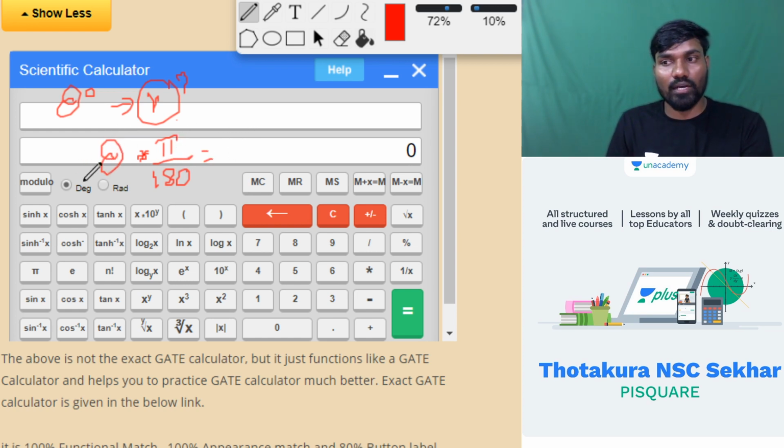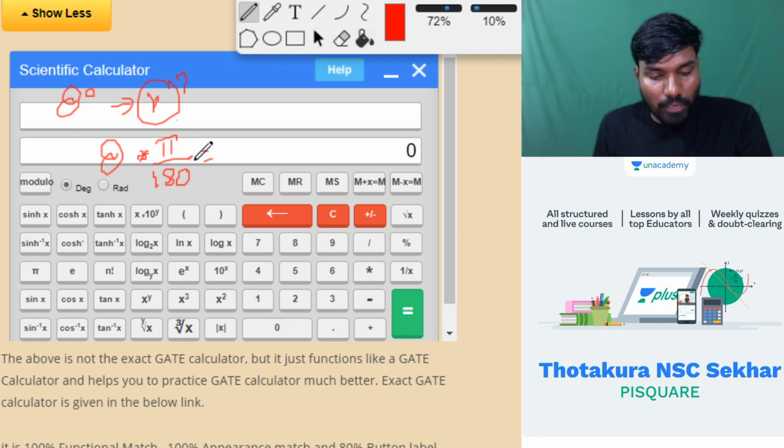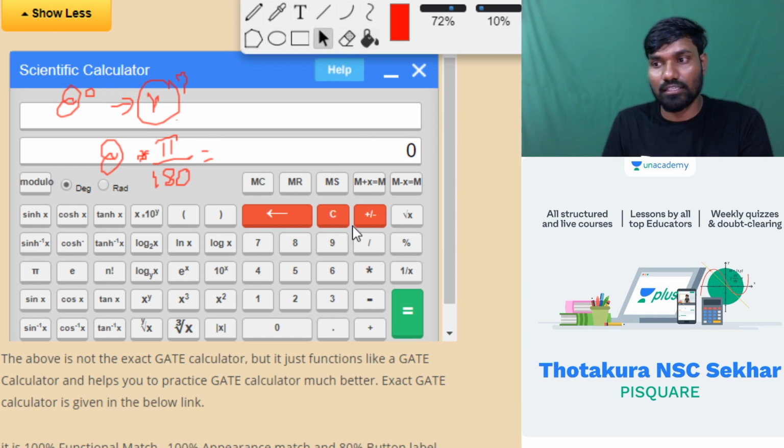If theta is equal to 180 into pi by 180, it will give pi. If it is 90 degrees, 90 into pi by 180, it will give pi by 2. Simple. So always for this you will have to multiply with pi by 180. Let's do that multiplication here itself.